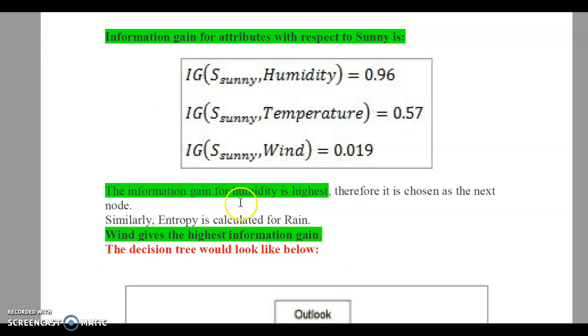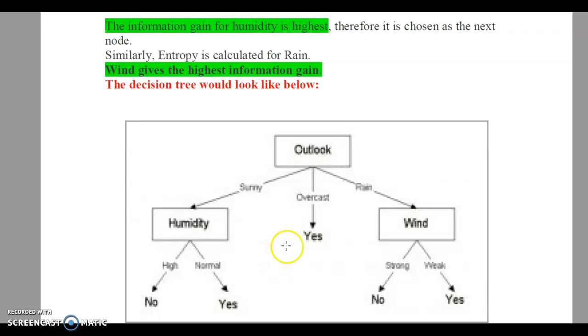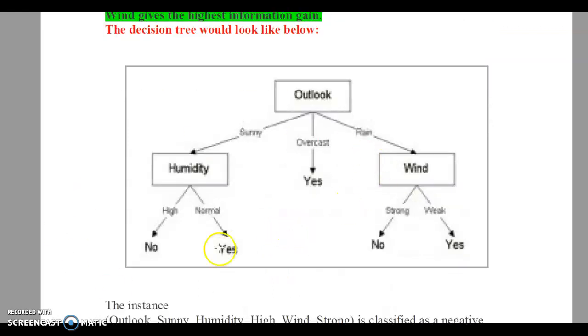The information gain for humidity is the highest, therefore it is chosen as the next node. Similarly, entropy is calculated for rain, and wind gives the highest information gain. The decision tree would look like below. According to this, you can construct the decision tree for the above information.